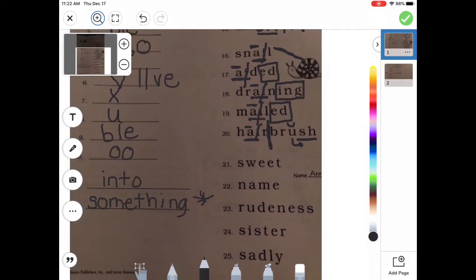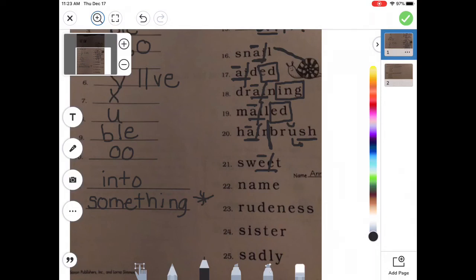All right. On number 21, what do you notice? That's right, it's got that digraph EE. So I need to underline that digraph EE. And we know digraph EE says E, so it makes a long E sound. So I need to make the macron on top and cross off the second E, because I'm not going to say EE. So eat, sweet, very good.